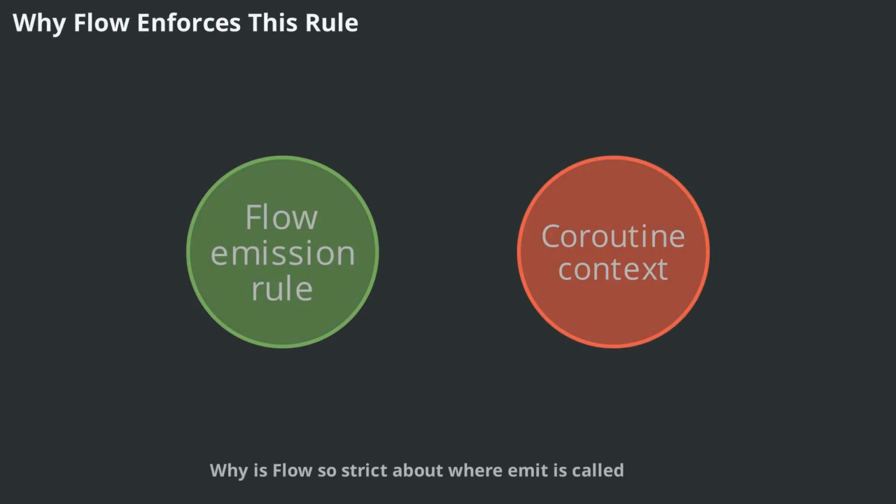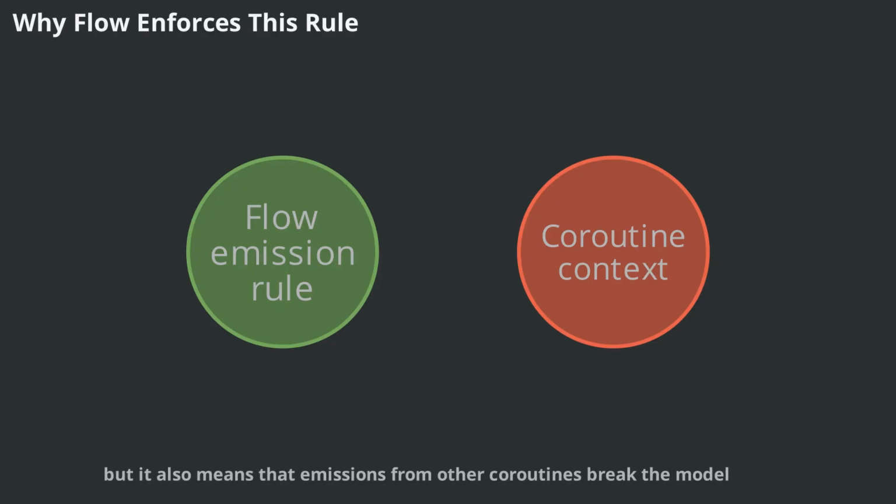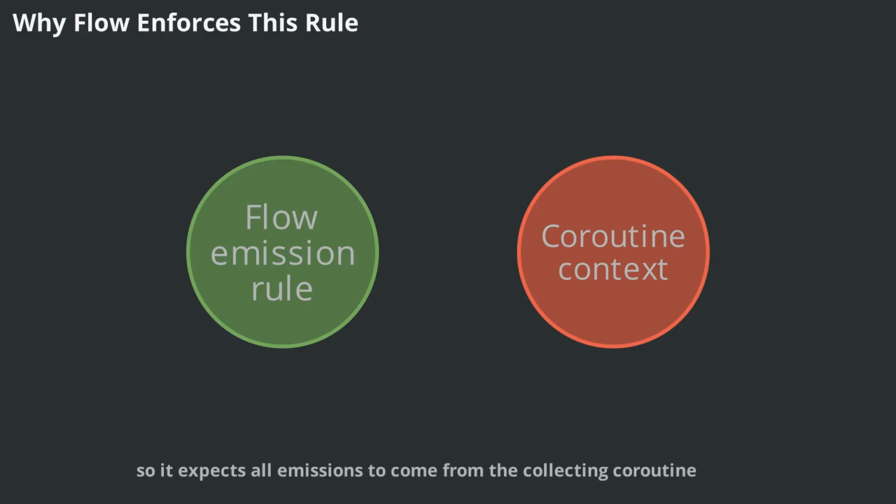Why is Flow so strict about where emit is called? The answer lies in how Flow connects the producer and collector. With a regular Flow builder, both the producer and collector run in the same coroutine. This design keeps things simple and predictable, but it also means that emissions from other coroutines break the model. Flow never starts new coroutines on its own, so it expects all emissions to come from the collecting coroutine.